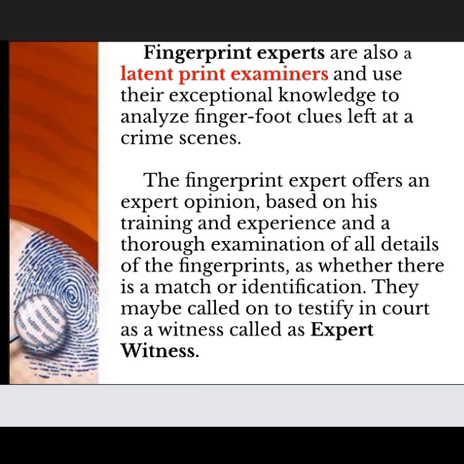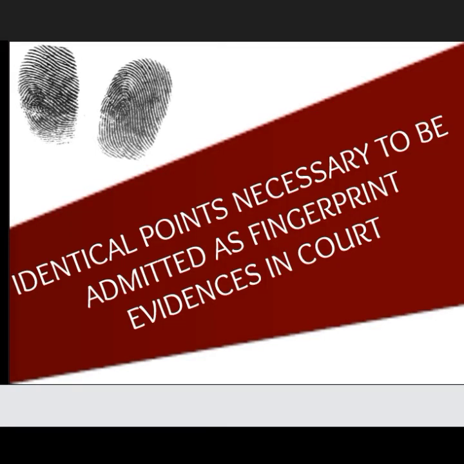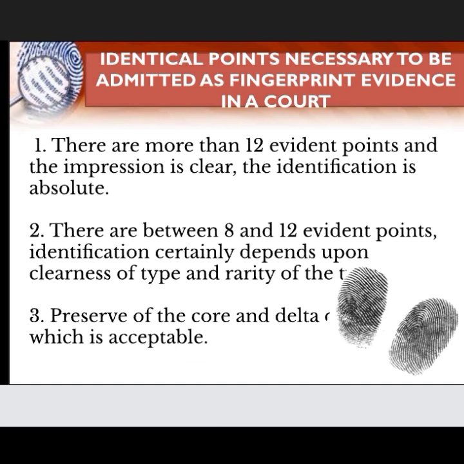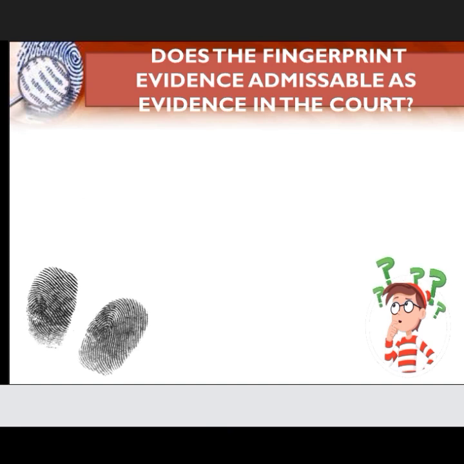Identical points necessary to be admitted as fingerprint evidence in court. Number 1. There are more than 12 evident points and the impression is clear. The identification is absolute. Number 2. There are between 8 and 12 evident points. Identification certainly depends upon clearness of the type and rarity of the type. Number 3. Presence of the core and delta of the part which is acceptable. Thus, the fingerprint is admissible as evidence in court.